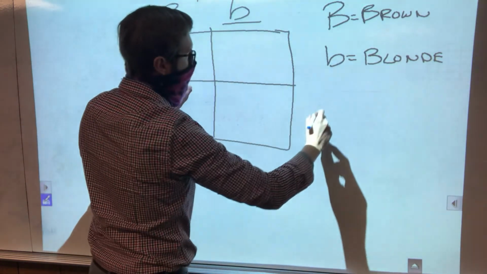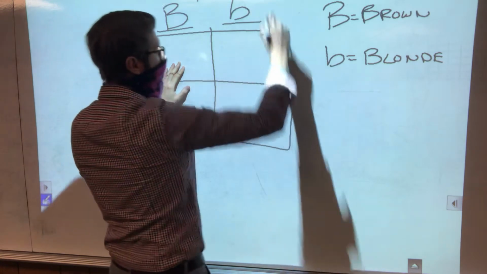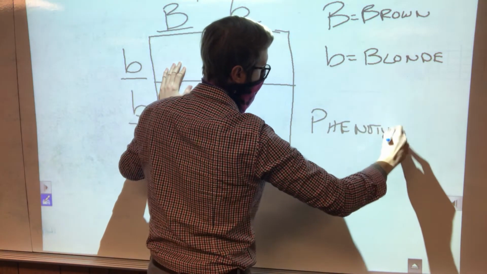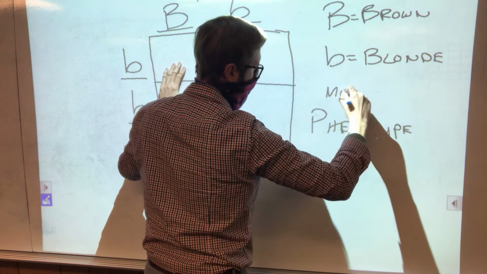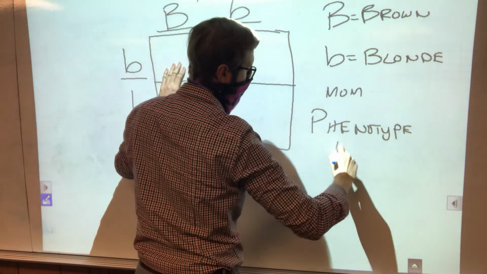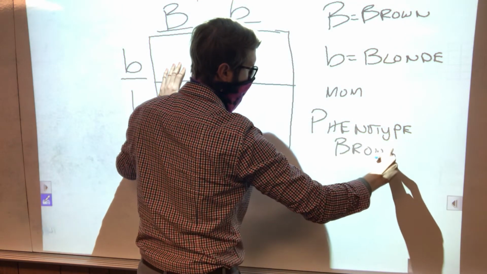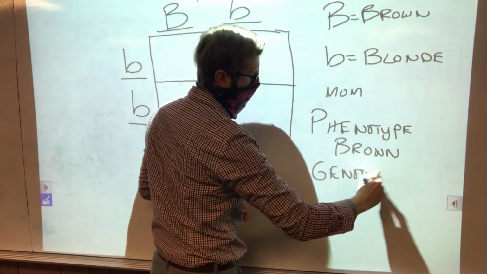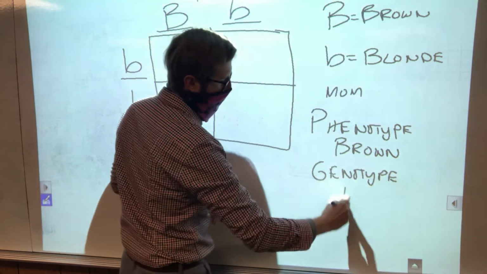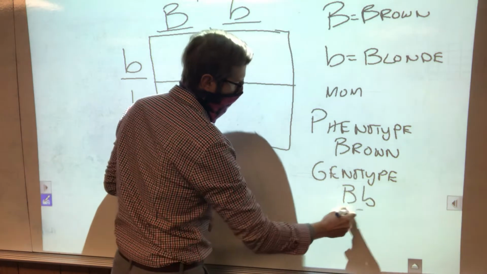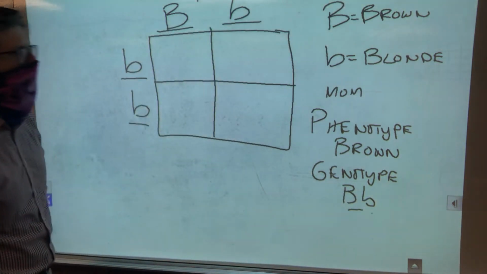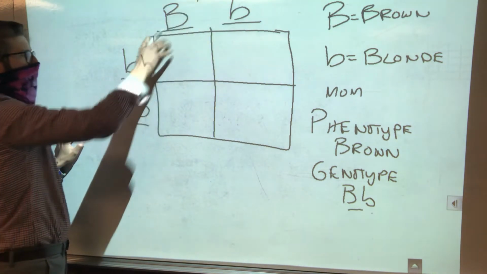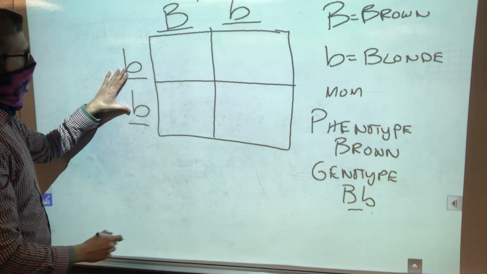So mom's phenotype, I'll put mom here. Mom's phenotype is brown, but her genotype, that's the letter combination. That's which alleles she has, is big B, little b. Okay? So her genotype is big B, little b, her phenotype is brown. Mom's got brown hair. Dad, his genotype is little b, little b.